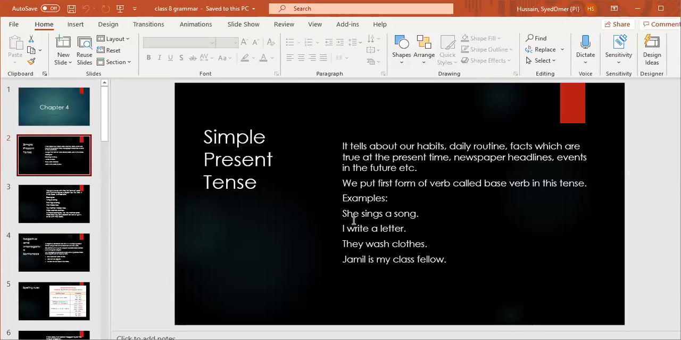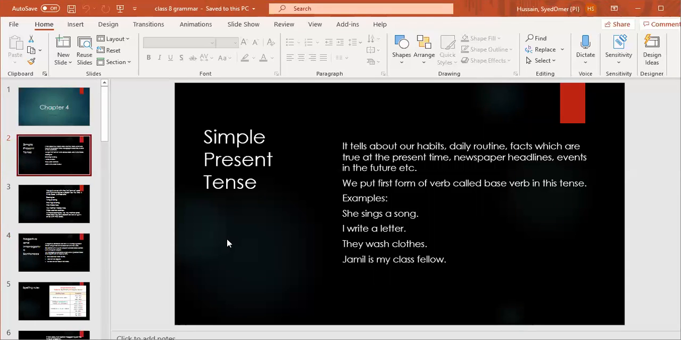Now, if I ask you people to change it into negative or interrogative, then you need to put a helping verb, because you cannot put only she not sing a song. Okay, it is wrong. So we need some helping verb. So what is the easiest way to remember the helping verbs of simple present tense? Remember that we are putting the first form of verb, and the first form is do and does.